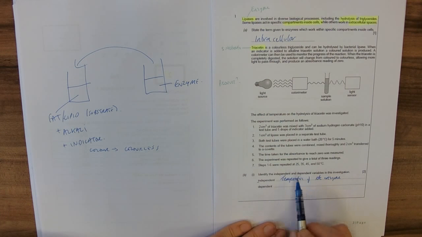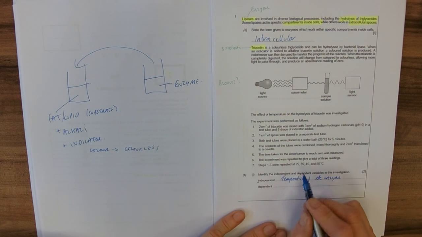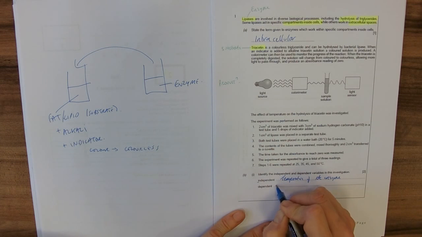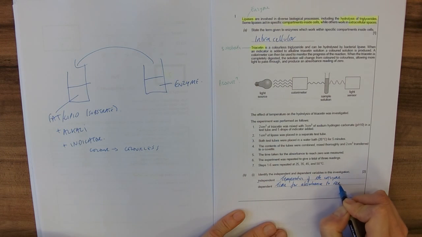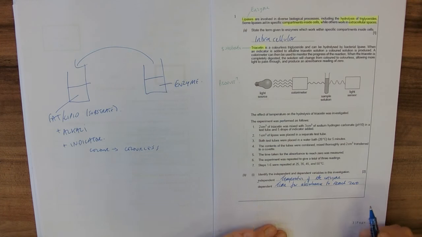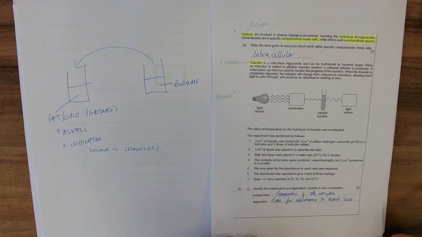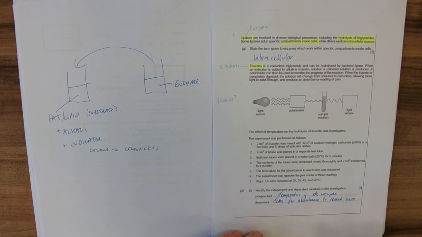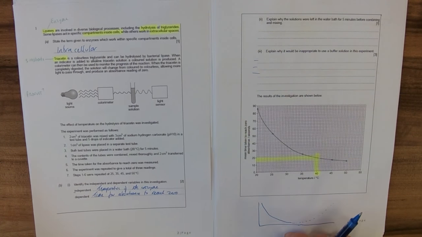Dependent depends on the experiment. We don't know it yet. It's the things we're measuring. And this is our step 5, the time taken for the absorbance to reach 0. So, time for absorbance to reach 0. Write it out like it is there, don't make anything up. Often these experimental questions want the independent variable, dependent variable or controlled variables.